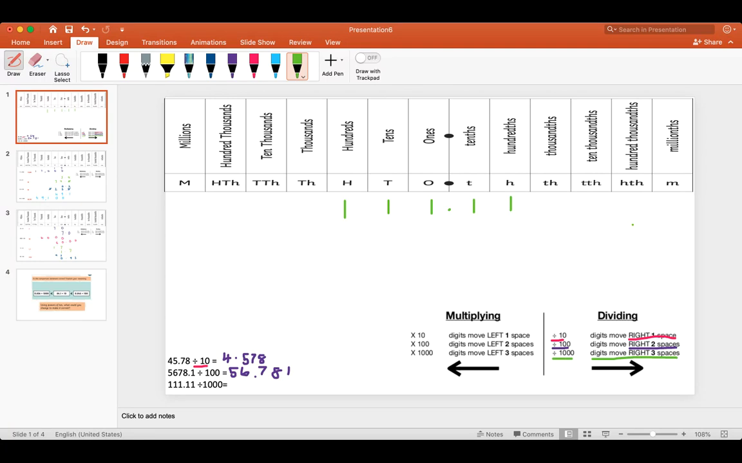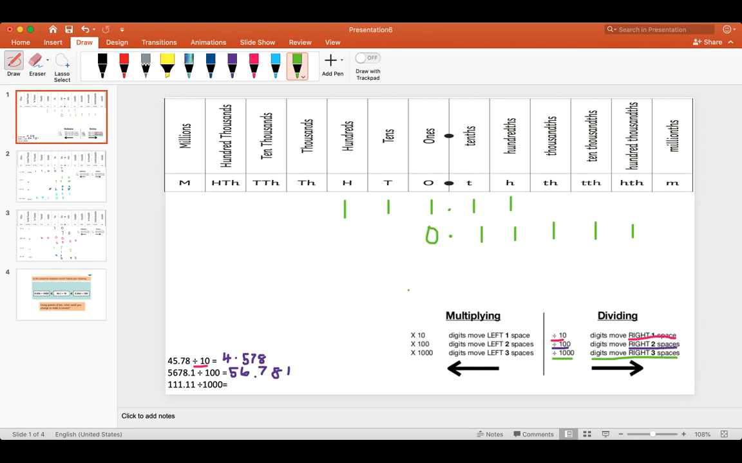1, 2, 3. Remember, the decimal point stays the same, and you move the digits around the decimal. 1, 2, 3. 1, 2, 3. And as you can see, 111.11 divided by 1,000 is 0.11111. And we can put a 0 there just to show there are no whole numbers before the decimal.